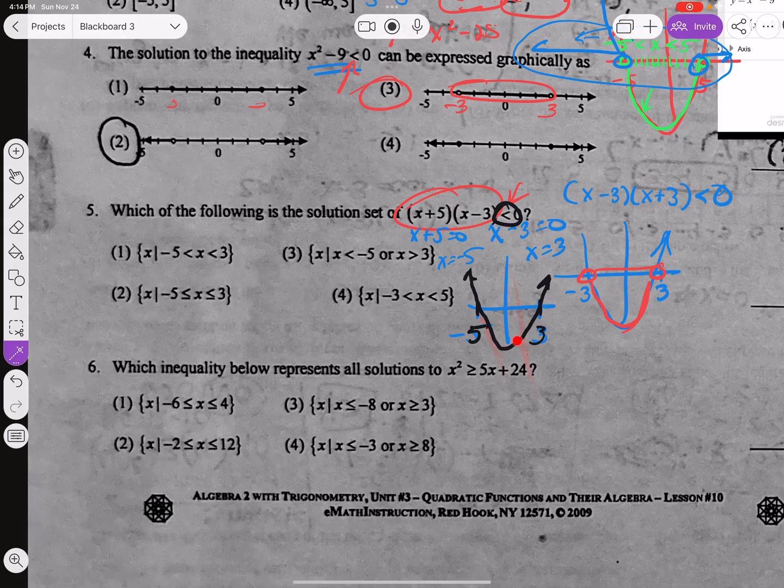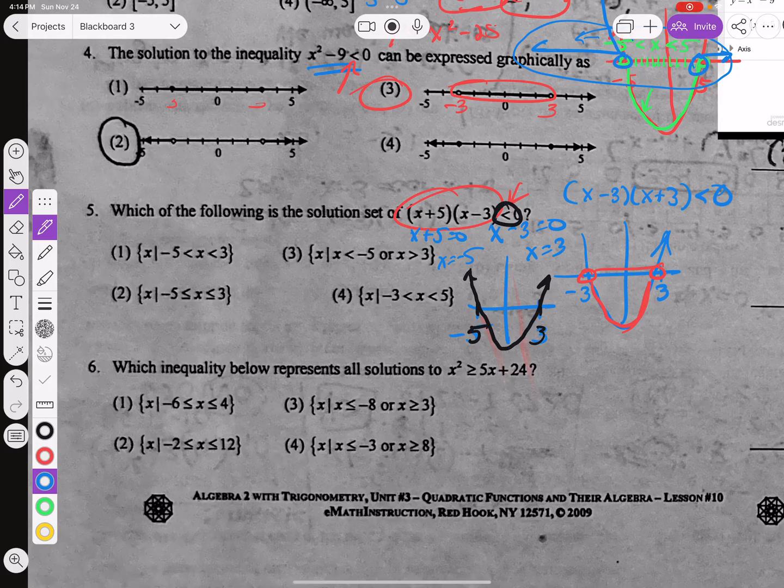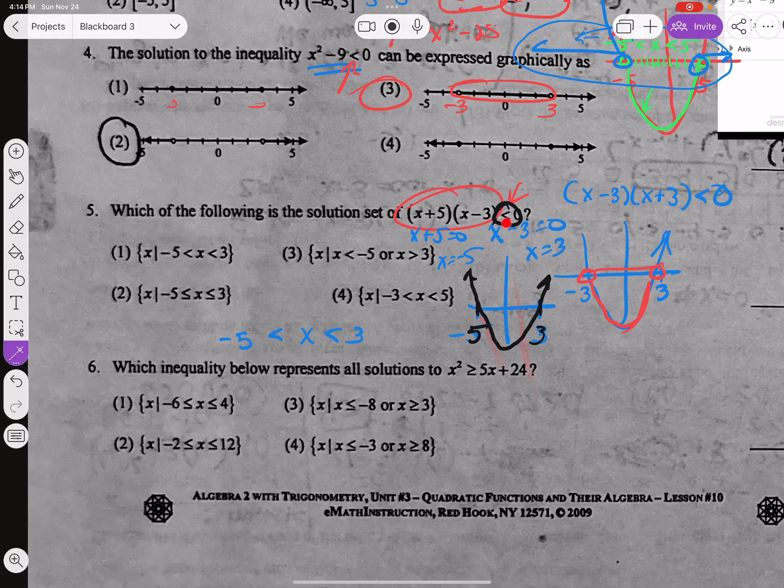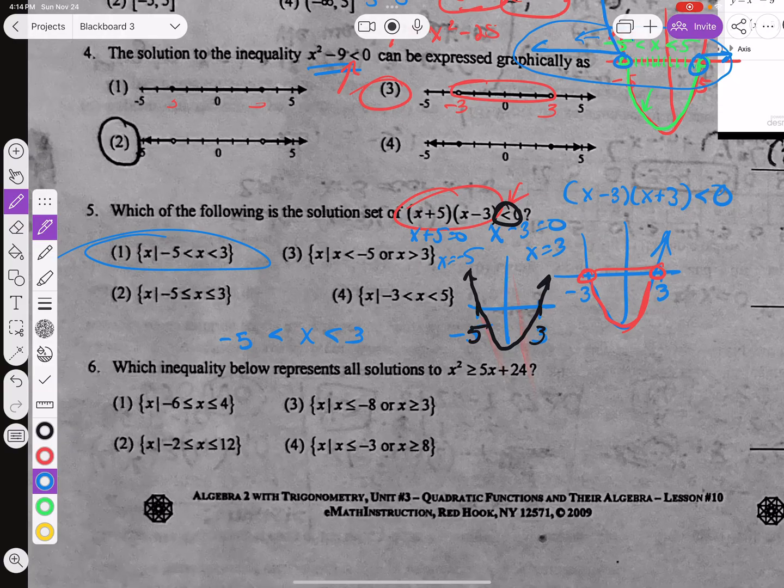When are they less than 0? When are they below that x-axis? So between -5 and 3. Using inequality notation here, we are trapped between the -5 and the 3, and we do not want to include them because they just want to know when you're less than 0, but not when you're equal to it. Let's just match him. It looks like that's answer A right there, I think.